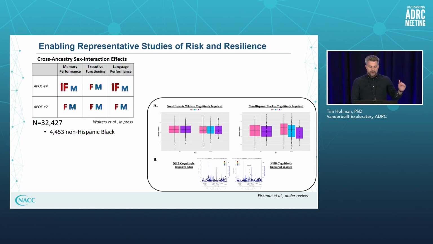So one example, this manuscript was just accepted a week ago. We looked in the first 32,000 participants that we had harmonized data on, and we confirmed, no surprise, that there's a sex difference in the E4 association with memory performance. We also demonstrated for the first time that that extends to the language domain, and importantly, that effect is actually present in both non-Hispanic white and non-Hispanic black participants.